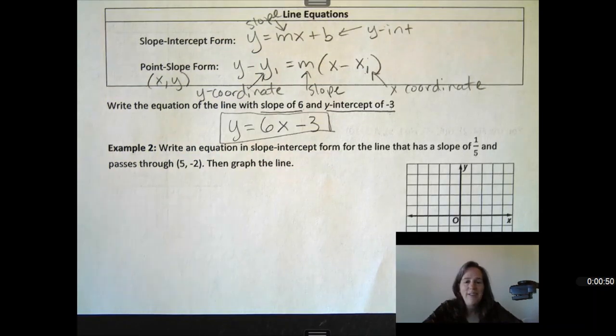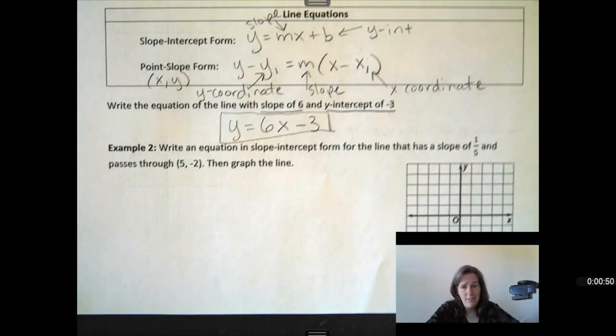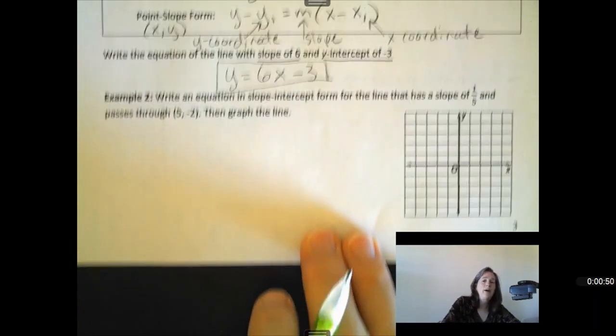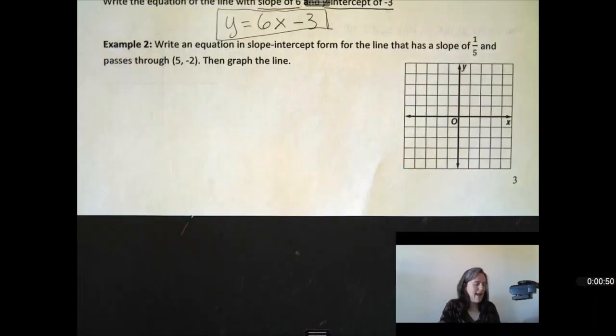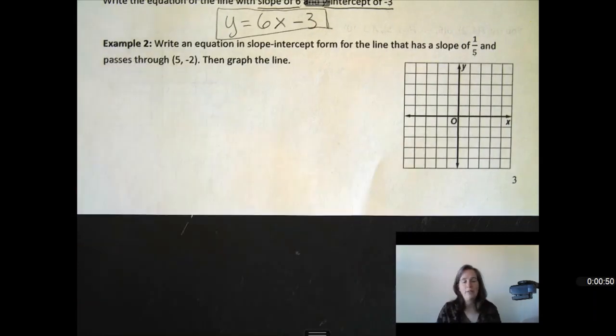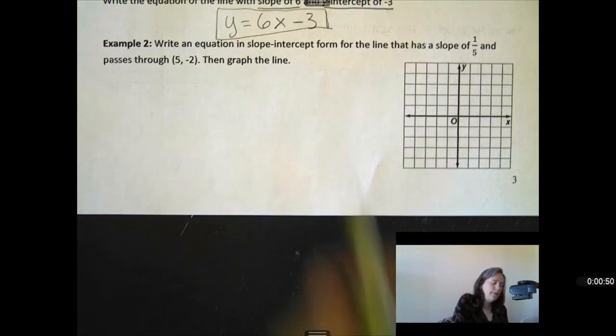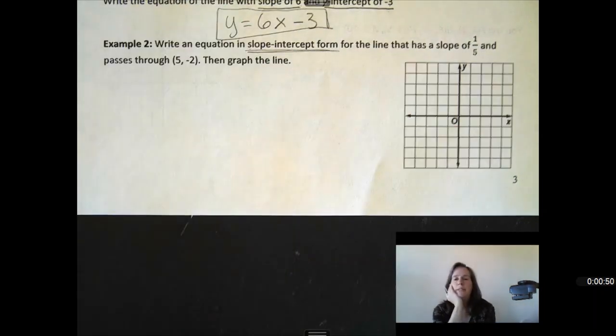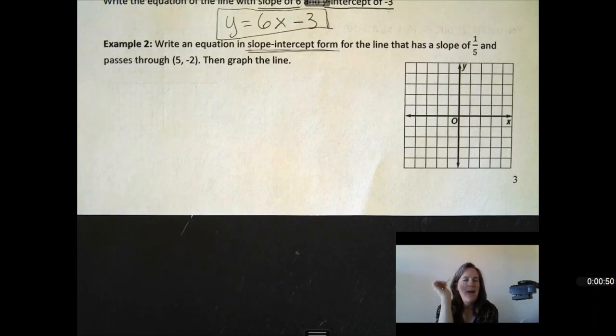Very nice. Okay. Problem is they don't always give us the slope and the y-intercept. So let's try this next one. This is more like the problem that we would have to do some math. That's why there's a bigger space right here. We'll figure this out together. It says write an equation in slope-intercept form. So we have to get it to that y equals mx plus b form for the line that has a slope of 1/5 and passes through the point (5, -2), and then graph the line.